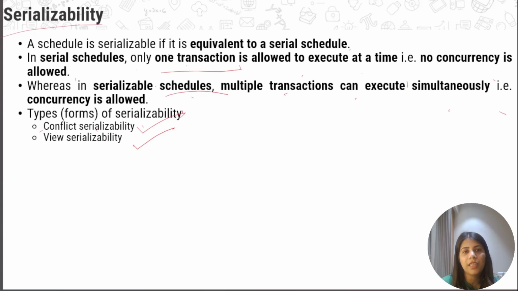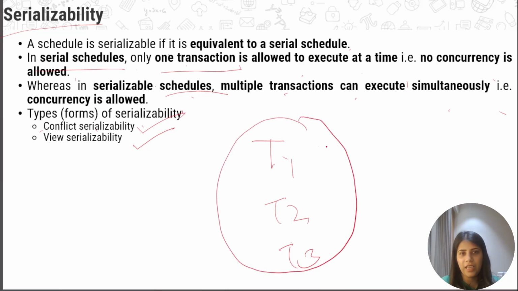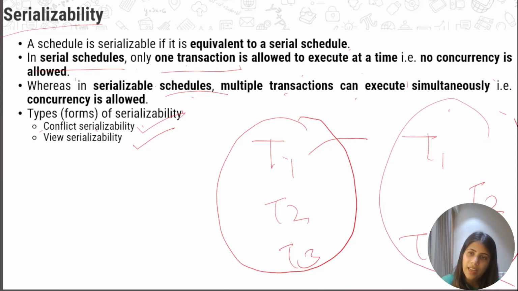But first let's understand the meaning: if your schedule is in a sequence T1, T2, then T3, then it is a serial schedule, which means it does not need to be serialized. It cannot be serialized any further. But if any transaction is in a parallel state like this, then this needs to be serializable. So concurrency is allowed over here because we want to convert this into the serial schedule. So this is serializable, with two types: conflict serializability and view serializability.